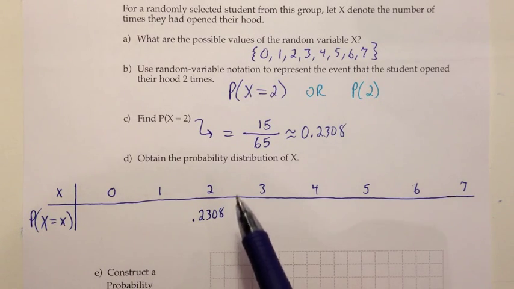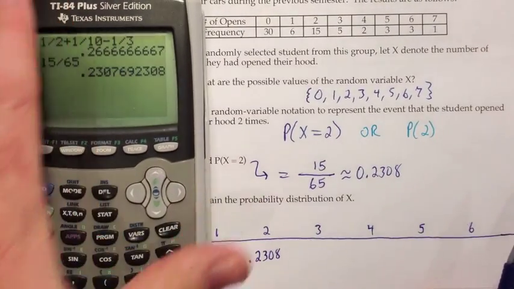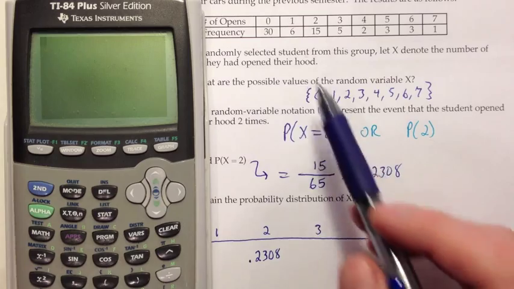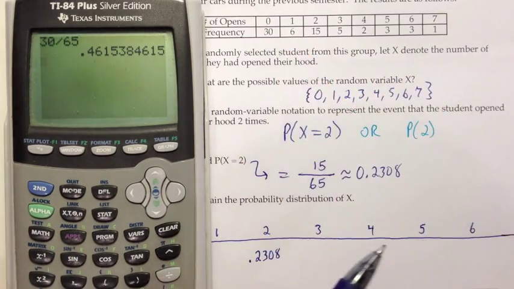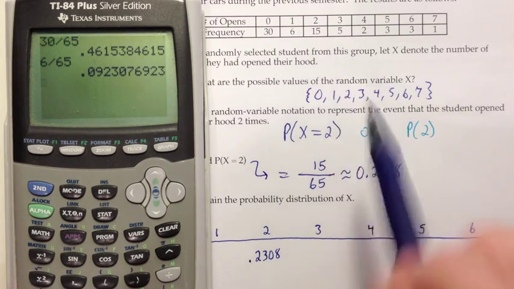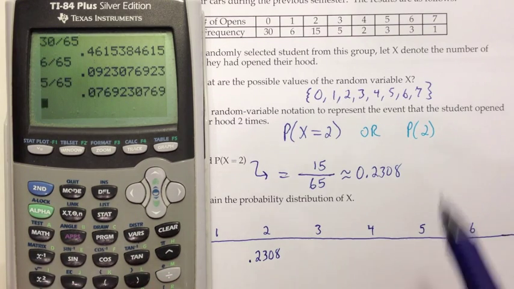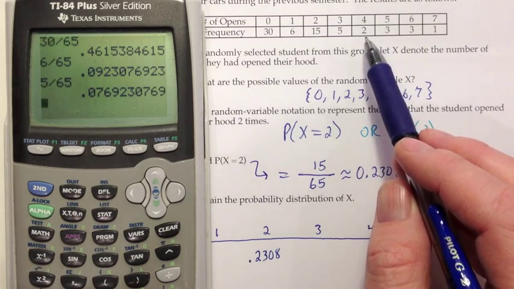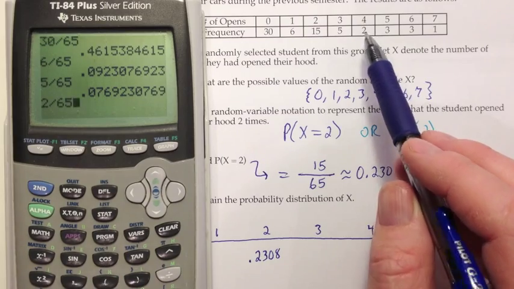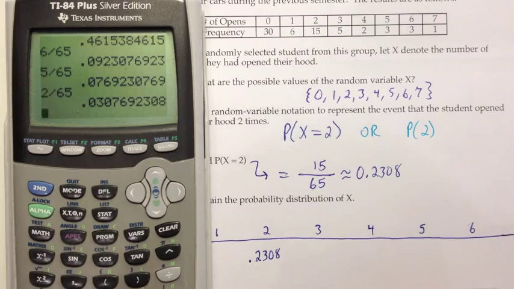So then for the rest of these, I just need to keep doing divisions. So let me go ahead and calculate a few of them based on the chart. So the probability of 0 hood opens would be 30 out of 65. For 1 hood open would be 6 out of 65. We already did the one for 2, so I'll move on to the probability of 3, which is 5 out of 65. And let's see if we can get one more in there. For 4 hood openings, that happened twice, so 2 out of 65. So I'm just doing the count divided by the total, just like we've done in previous situations.